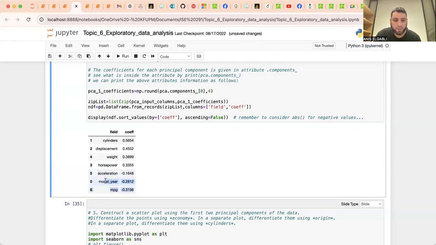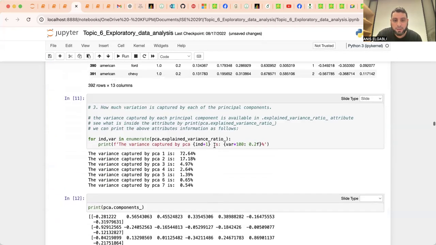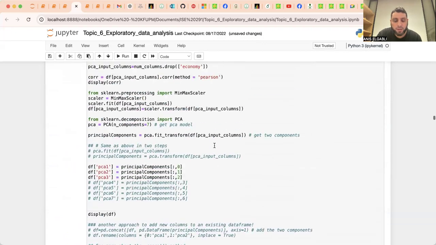In fact, maybe the model year doesn't really affect the economy, or the class of the car. And acceleration, maybe it's actually because it's already so correlated to other features that they have high weight, so that's why it has low weight here. Okay, that's what I wanted to say about this example.